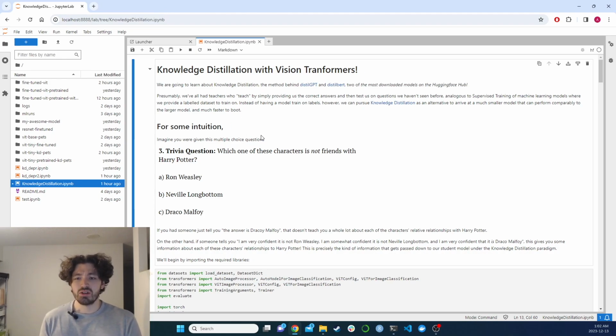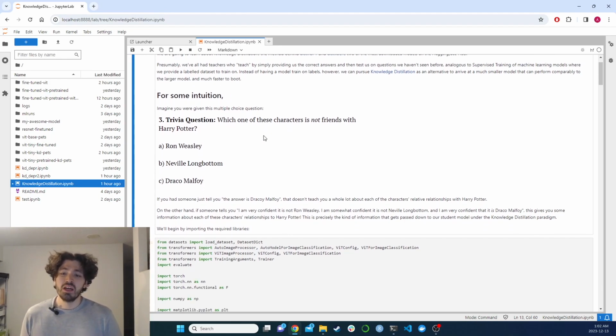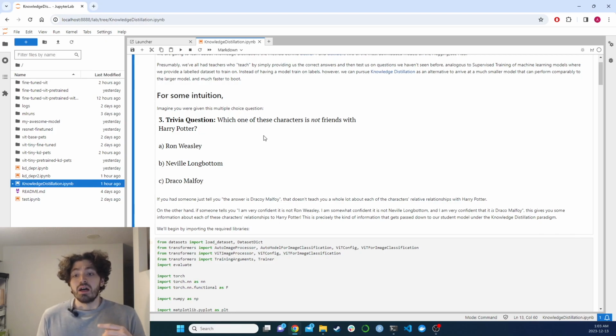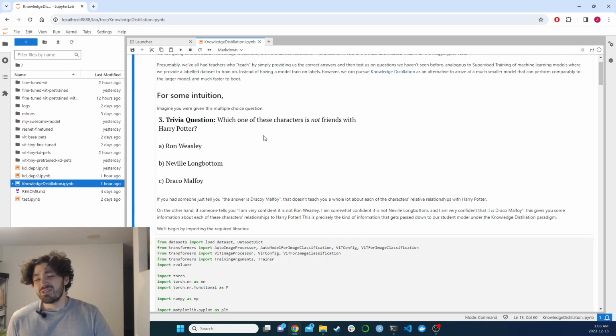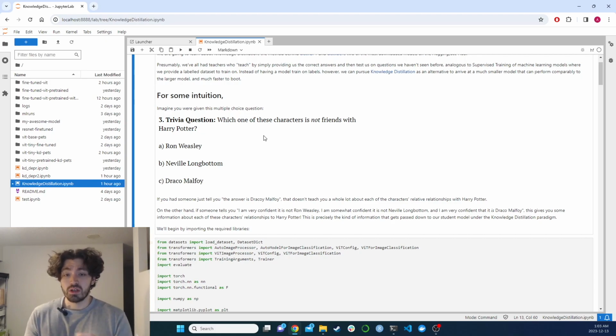But yeah, so two out of the top 6 models that are most downloaded were trained by this knowledge distillation technique. So for some intuition and some background, imagine I gave you this trivia question: which of these characters is not friends with Harry Potter? Ron Weasley, Neville Longbottom, or Draco Malfoy? If I just tell you the answer is Draco Malfoy, that doesn't actually teach you a whole lot. You're just kind of learning that Draco and Harry are not friends. But if I told you that I'm pretty sure Ron Weasley isn't the right answer, I'm kind of sure Neville Longbottom isn't the answer, and I'm quite sure Draco is the answer, that gives you a lot more information about the Harry Potter universe.